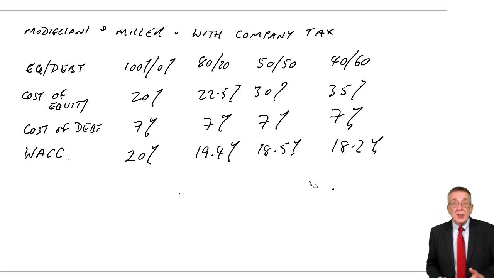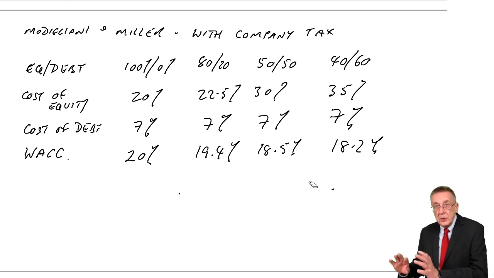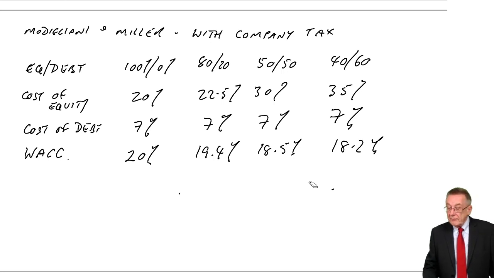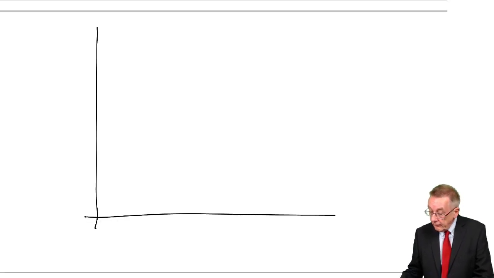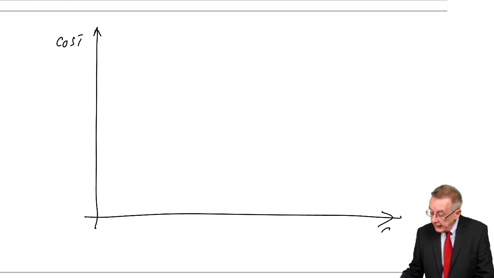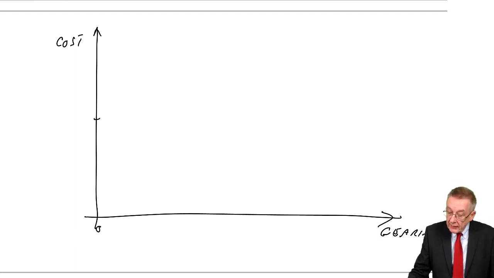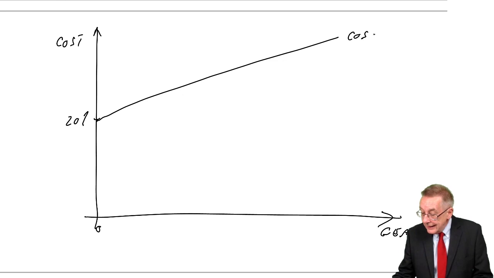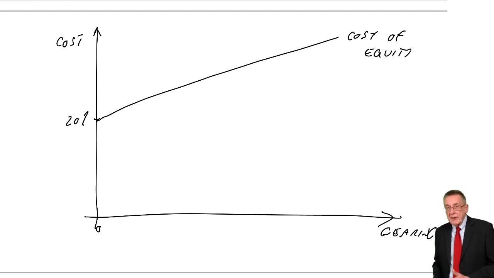If the only thing that's going to change is the cost of debt gets cheaper, it's hardly surprising that as we introduce more and more gearing, the weighted average falls. And so, for the last time, if I illustrate with a graph, cost, gearing. Again, as far as equity is concerned, in my example, when there was no gearing, cost of equity was 20%. With more gearing, cost of equity goes up, but in a very precise way. Higher gearing, higher cost of equity.